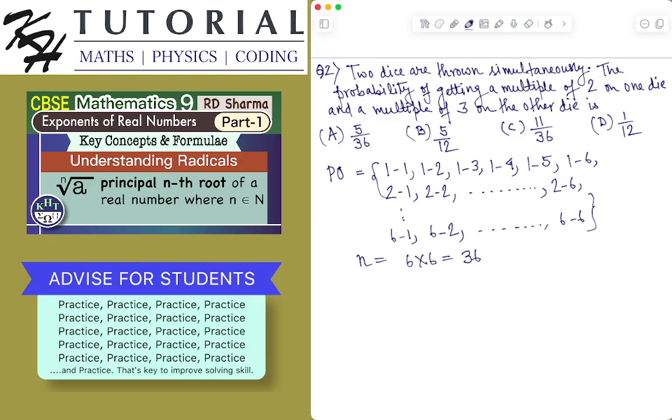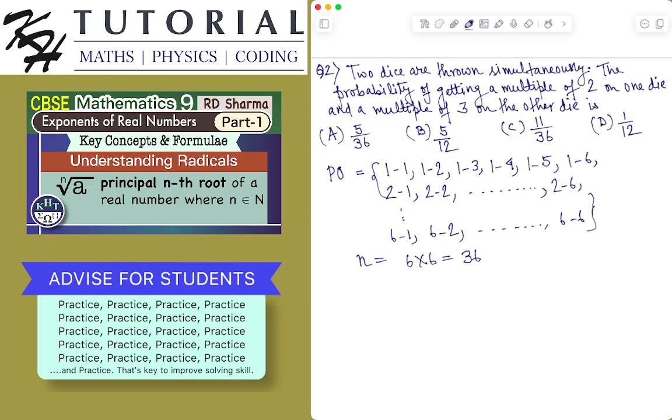Okay, now what is the event? The question has asked to find the probability of getting a multiple of 2 on one die and a multiple of 3 on the other die. Now there is a little trick. One thing you have to understand is that the question is not saying getting a multiple of 2 on the first die and a multiple of 3 on the second die. It is not saying that.